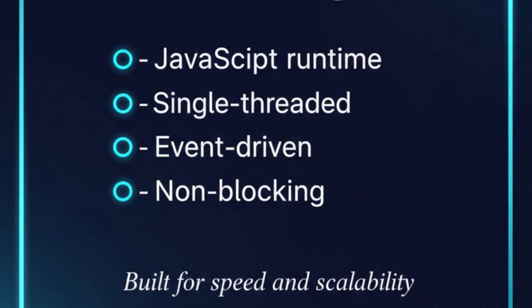Node.js is single threaded. It uses just one thread, and every heavy computation can definitely block the system. So for CPU intensive tasks, other technologies might be better. Let's quickly summarize everything. Node.js is a JavaScript runtime that runs outside the browser. It is single-threaded, event-driven, non-blocking, and it was built for speed and scalability.